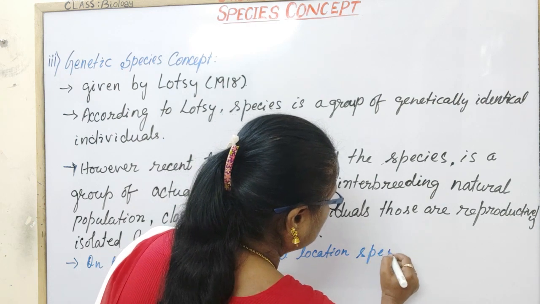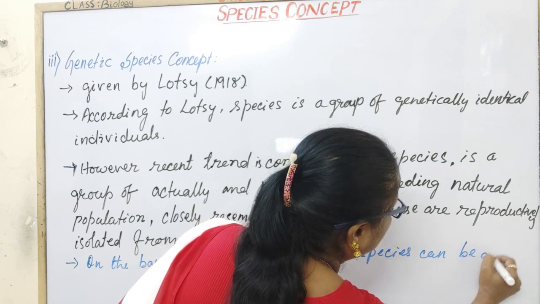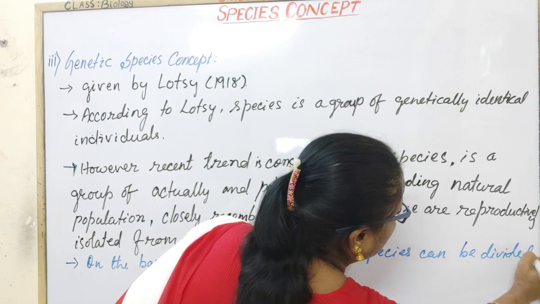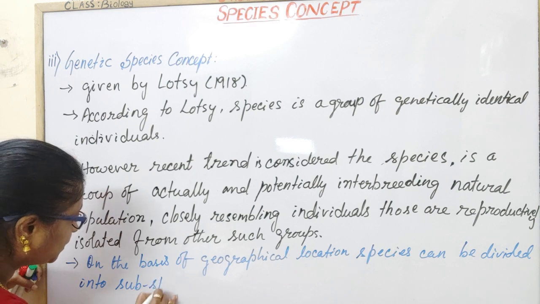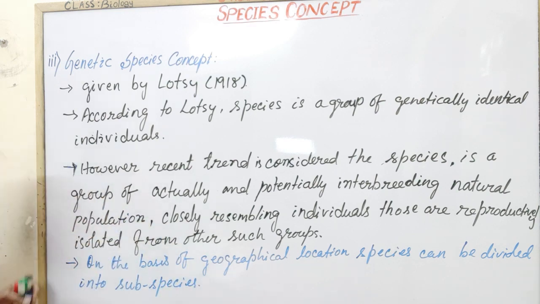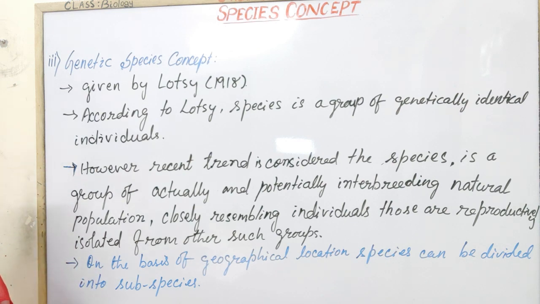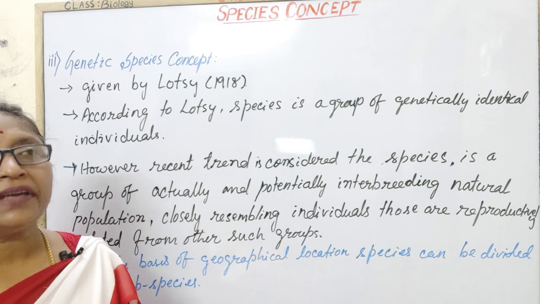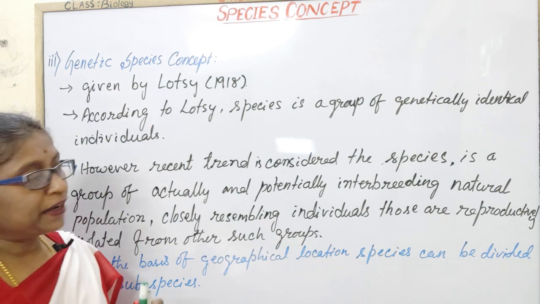Species can also be divided into subspecies. Let us discuss the different subspecies of Panthera tigris, the Indian tiger, Bengal tiger, Panthera tigris tigris, and Panthera tigris corbeti, that is the example of the Indo-Chinese tiger.